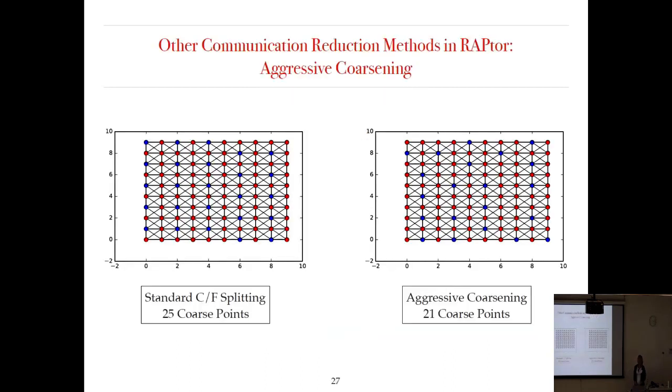All right, so there are a lot of other methods for reducing communication. I went over a few of them at the beginning, but one of the main ones is aggressive coarsening. It's a little bit difficult to see the difference in these plots, so I did point out the number of coarse points in each one. In aggressive coarsening, instead of looking only at immediate neighbors, you look at distance two. So you look at the neighbors of your neighbors. You form one coarse point, and then the neighbors of your neighbors become fine, so you end up creating many more fine points.